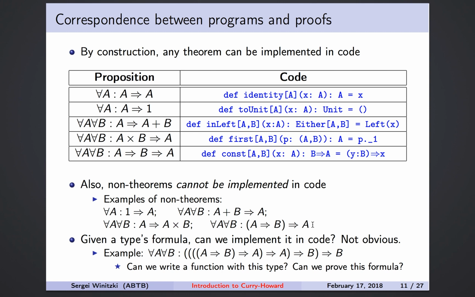So these examples actually lead us to a natural question. How can we decide, given a certain formula, whether it is a theorem in logic, and therefore whether it can be implemented in code? It is not obvious. Consider this example. Can we write a function with this type in Scala? It is not obvious. Can we prove this formula? It is not clear. Not quite obvious right now.